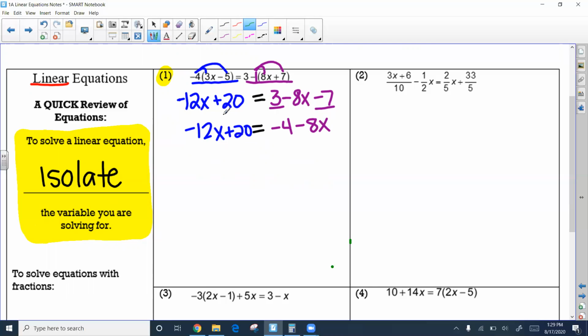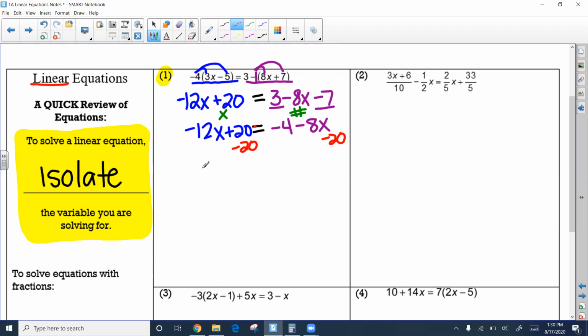So I'm just going to get all the x's on the left and all the numbers on the right. And so the way we do that is we use inverse operations. And also remember, on an equation, whatever we do to one side, we got to do to the other. So on the left side, I'm only going to keep the x's. So I'm going to keep the -12x where it is, which means I want to get rid of +20. So the inverse operation of +20 is -20. And since I subtracted 20 on the left side, I also have to subtract 20 from the right side.